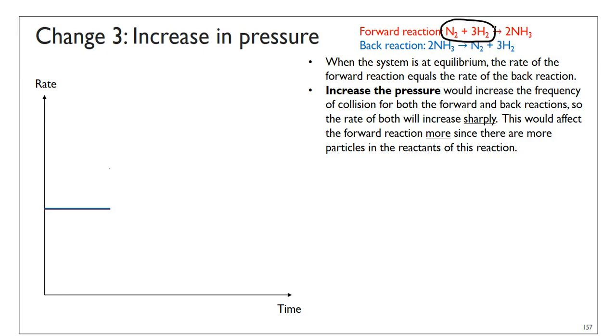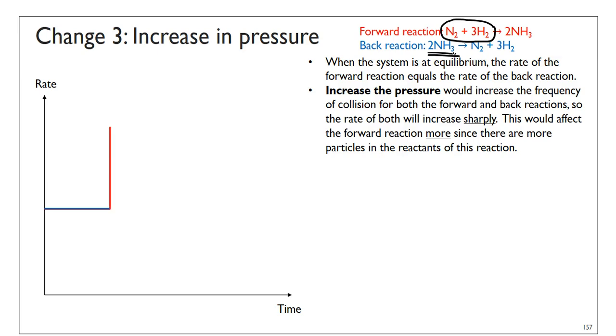So if it has more particles, because it has 4 particles compared to the back reaction, which has 2 particles on the reactant side, it is going to have a more significant increase in the frequency of collision when you increase the pressure.